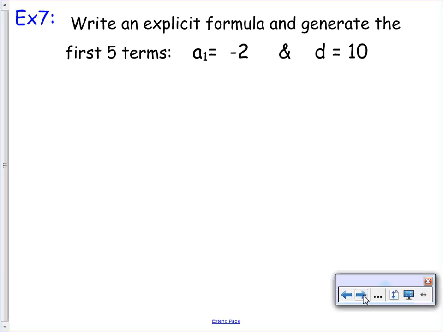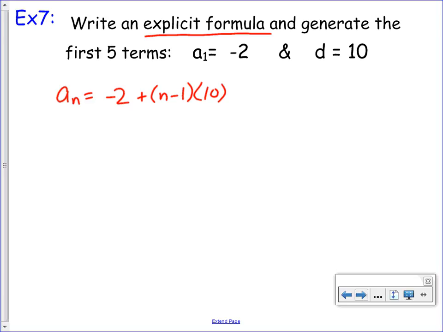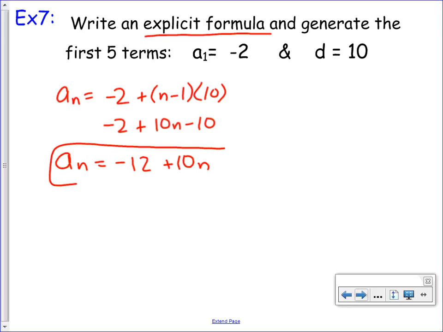Here we go. The explicit formula. First part. AN is equal to A1 plus the n minus 1 times D. Negative 2 plus 10n minus 10. Makes it negative 12 plus 10n. There's your explicit formula.